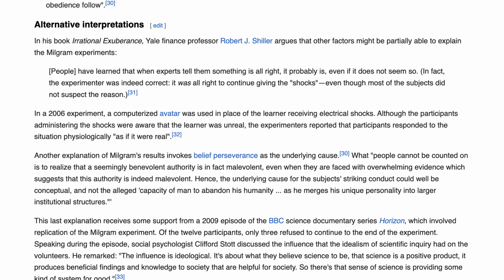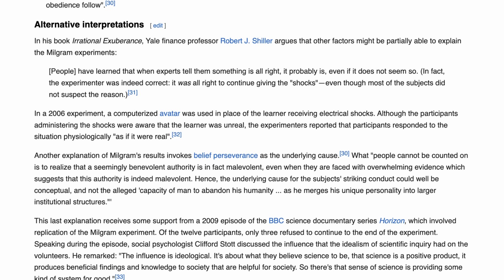Another explanation of Milgram's results invokes belief perseverance as the underlying cause. What people cannot be counted on is to realize that a seemingly benevolent authority is in fact malevolent, even when they are faced with overwhelming evidence which suggests that this authority is indeed malevolent. Hence, the underlying cause for the subject's striking conduct could well be conceptual, and not the alleged capacity of man to abandon his humanity, as he merges his unique personality into larger institutional structures.